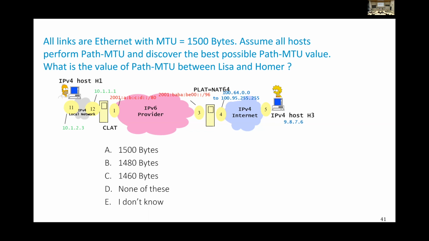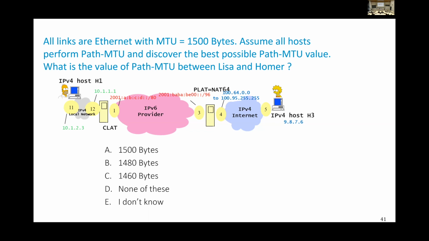I'll close the poll in a second. Majority says A, which was expected given my introduction, but is wrong. Now it's more tricky, it's more subtle here. The path MTU is the size of an IPv4 packet. So your IPv4 packet, assume it's 1500. That means you allow the higher layer, UDP, to create a content of 1500 minus 20, 1480.